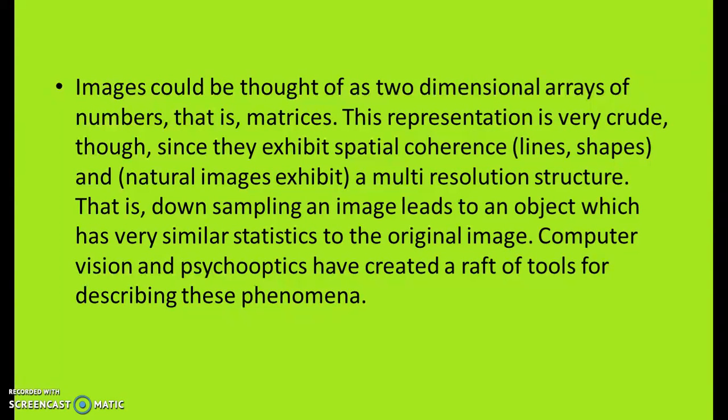Now, images could be thought of as two-dimensional arrays of numbers, that is, matrices. This representation is very crude, though, since images exhibit spatial coherence: lines, shapes, and natural images exhibit a multi-resolution structure. That is, downsampling an image leads to an object which has very similar statistics to the original image. So computer vision and psychophysics as well have created a raft of tools for describing these phenomena.